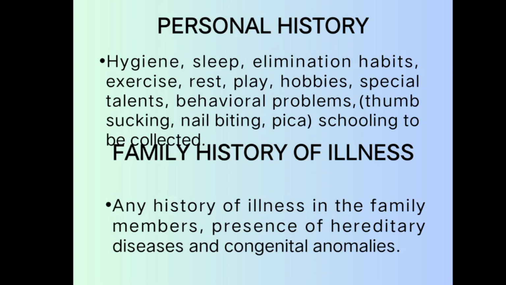Next is family history of illness. In their family, do they have any hereditary disease or congenital anomalies, like hereditary diseases such as diabetes mellitus or hypertension, or any cardiovascular diseases. Congenital anomalies means, do the siblings, does the child, or do the family members have a history of congenital anomalies. We can ask this from the caretaker of the child.